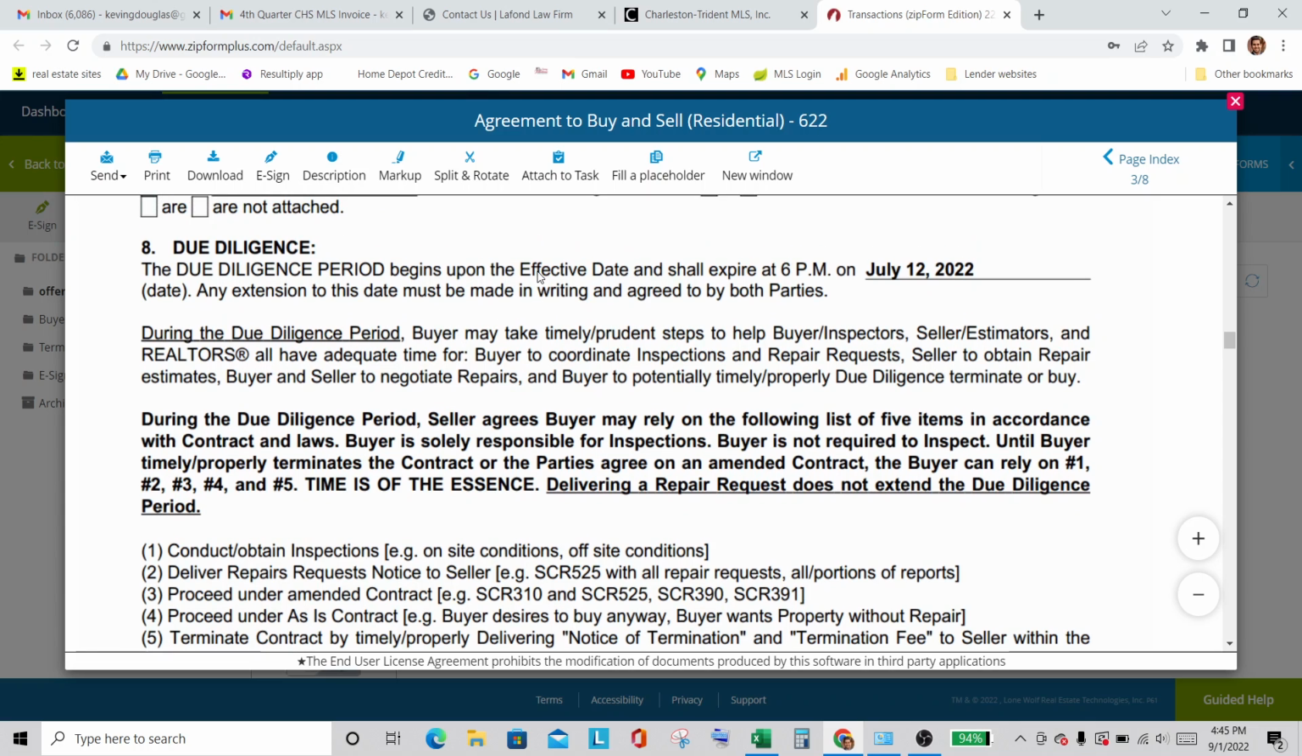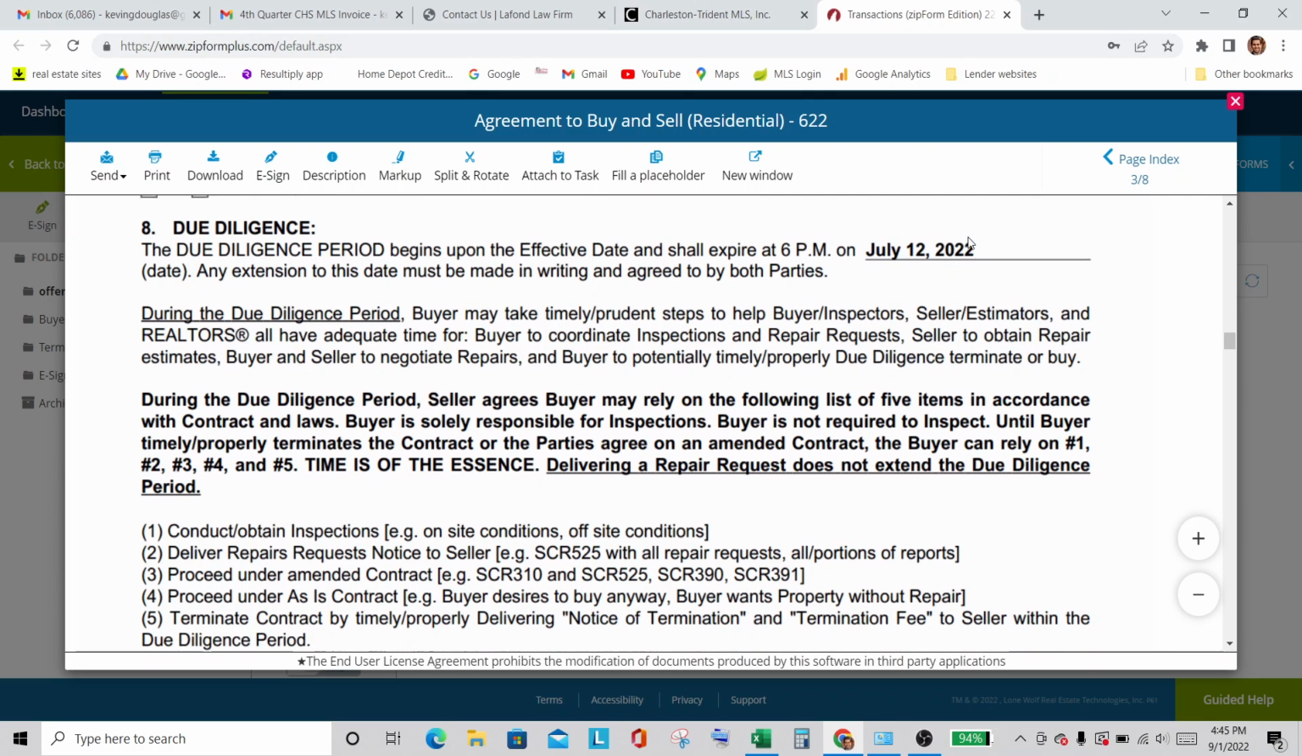Section 8 is a due diligence period. In South Carolina, that's all we have, which is a period of time that the buyer can back out of the deal for any reason whatsoever, and they can do all their inspections during this period. Typical is about 7 days.